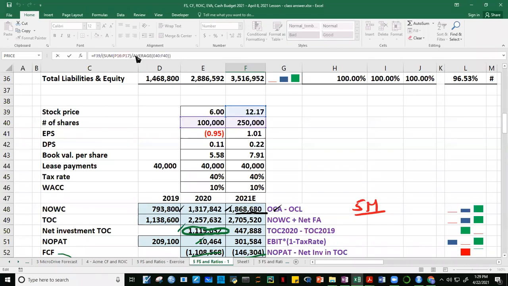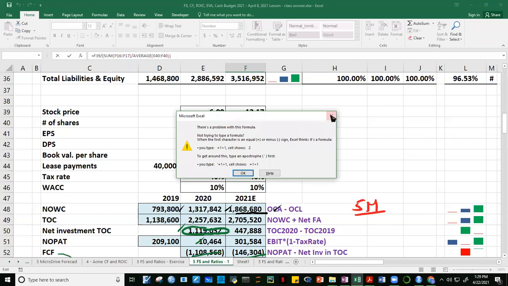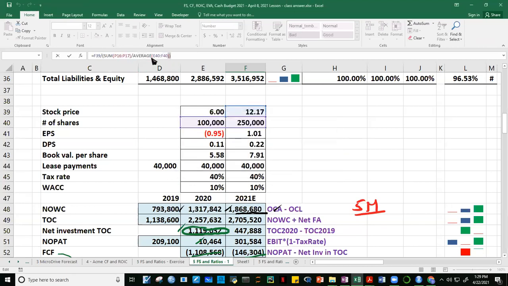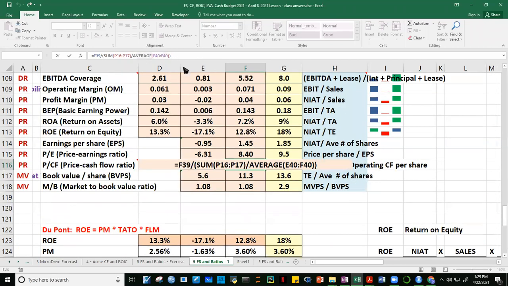Kaya tingnan niyo to guys. Average of E40. So yan. So 175000. Yan. Okay, clear yung guys? Clear tong formula na to?